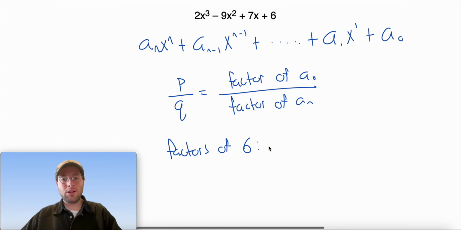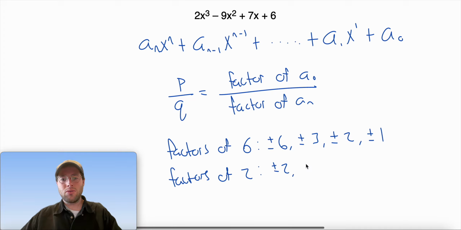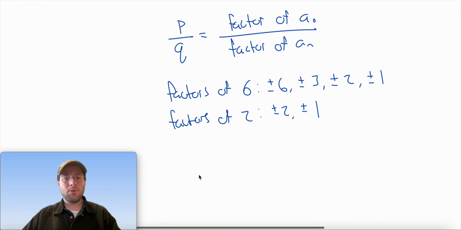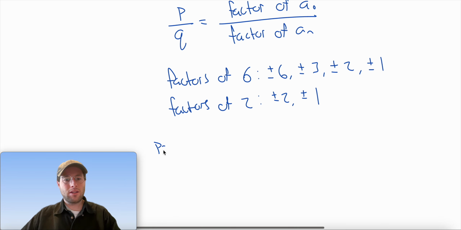So the possible factors are plus and minus 6, plus and minus 3, plus and minus 2, and plus and minus 1. And then the factors of 2 are plus and minus 2, plus and minus 1. Now we can write out our possible rational roots using these factors.